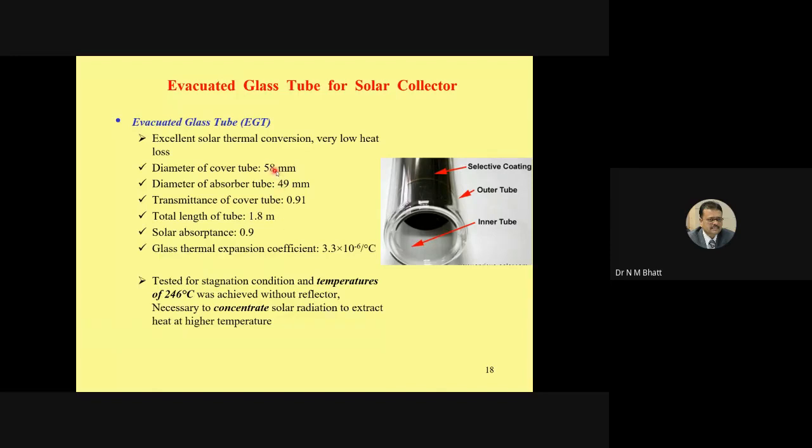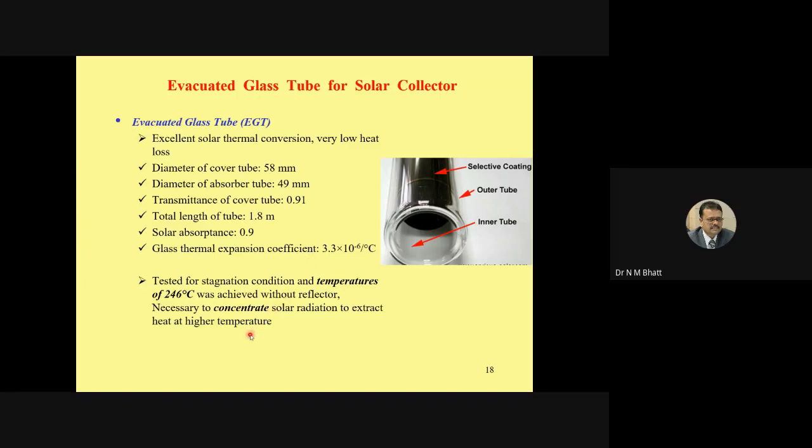The cover tube diameter is 58 mm and the absorber tube outer diameter is 4.9 mm. The transmittance of the glass cover is 0.91. Length, as I mentioned earlier, 1.8 meter. Solar absorbance is 0.9. And the glass thermal coefficient is also very low, 3.3 × 10^-6 per degree centigrade.